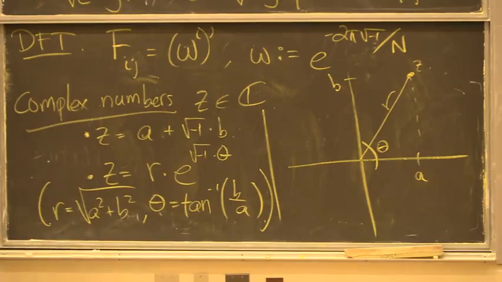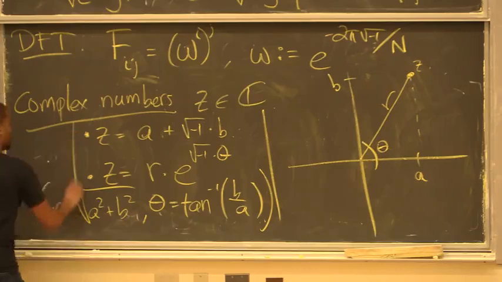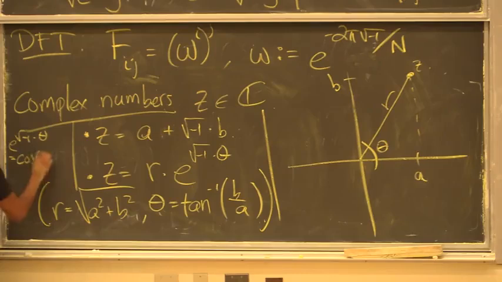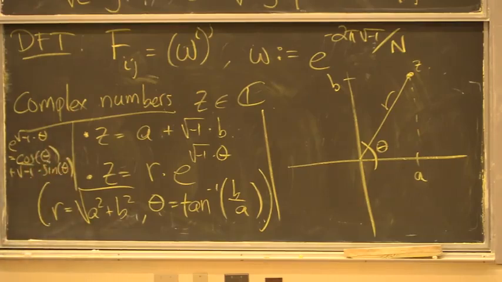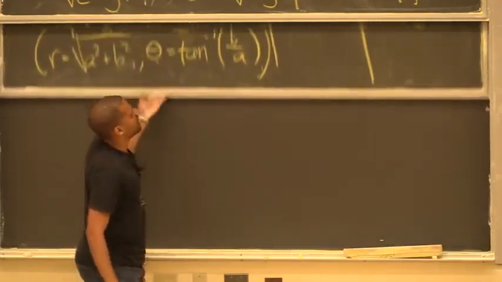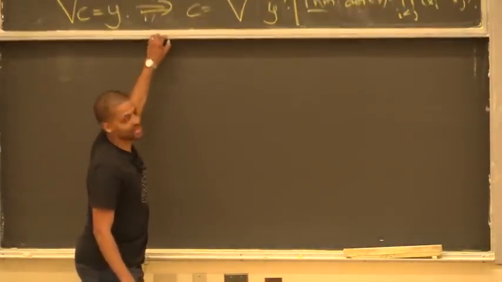If you haven't seen this before, e to the square root of minus 1 theta is cosine theta plus square root of minus 1 times sine theta, which is why this thing works. Okay, great. So now going back to why are we picking omega this way?